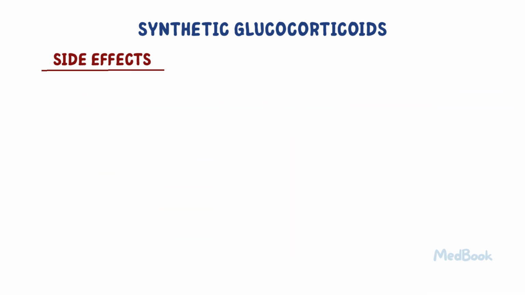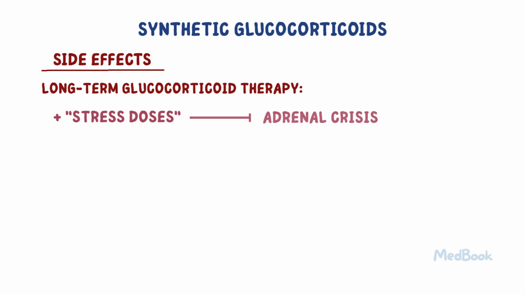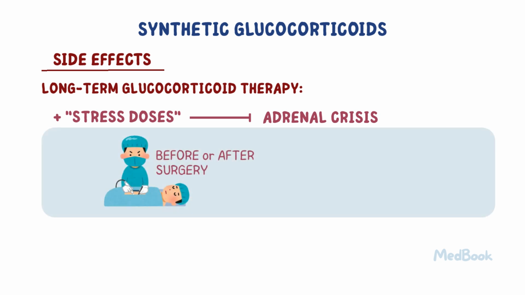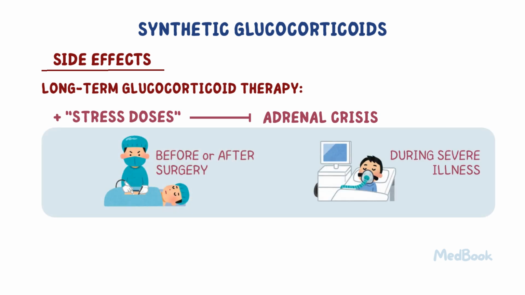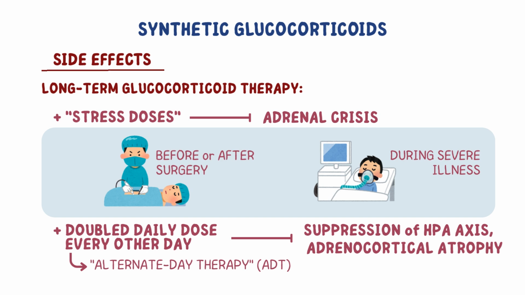Now, it's important to note that individuals that are treated with long-term glucocorticoid therapy should receive additional stress doses to prevent adrenal crisis. Stress doses are commonly used before or after surgery or during severe illness. Moreover, individuals taking long-term glucocorticoid therapy can take a double daily dose every other day to prevent the suppression of hypothalamic pituitary adrenal axis and eventual adrenocortical atrophy. This way of taking glucocorticoid therapy is also known as the alternate day therapy or short ADT.